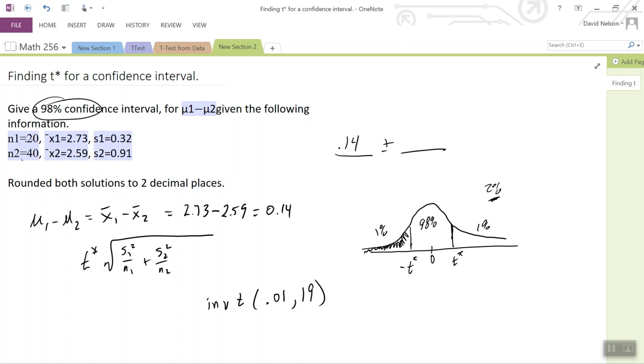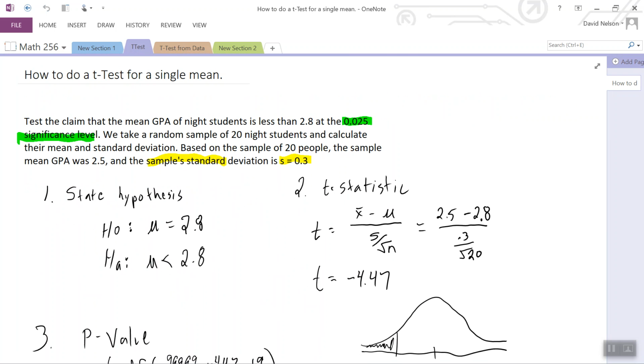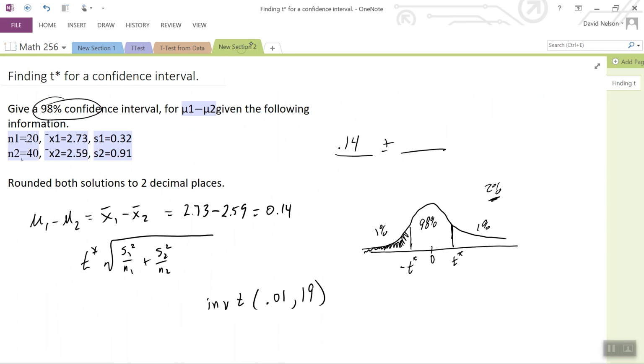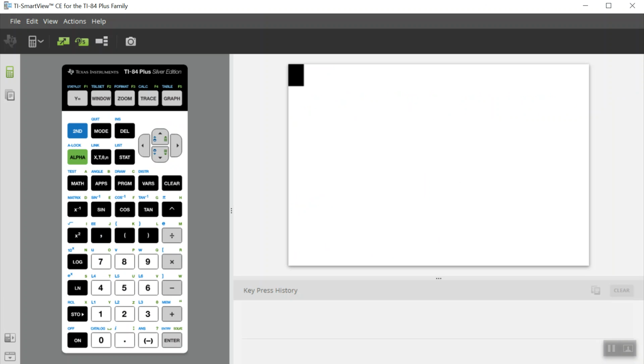Let me get to that. That's not what I want to do. I'm switching between new things there. I want to switch between programs. There's my calculator. And so what I want to do is go into distribution.